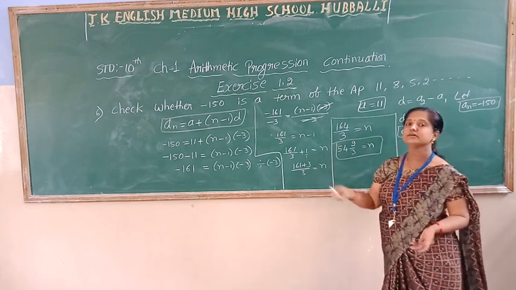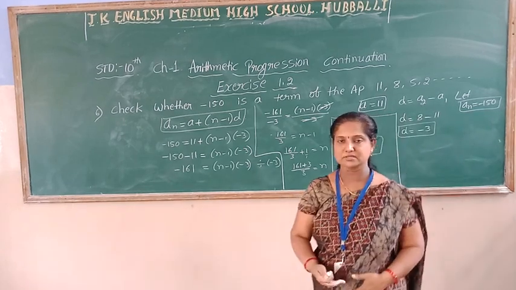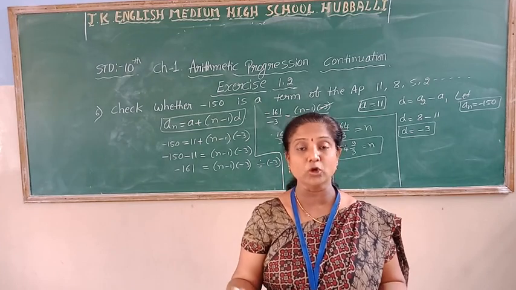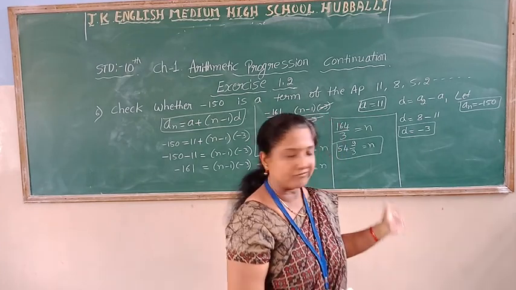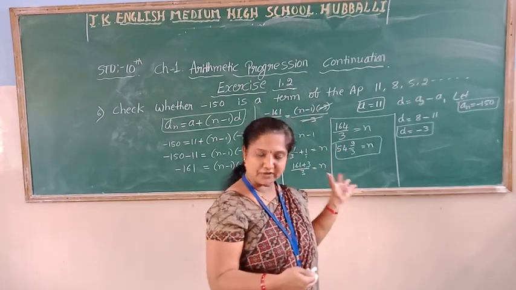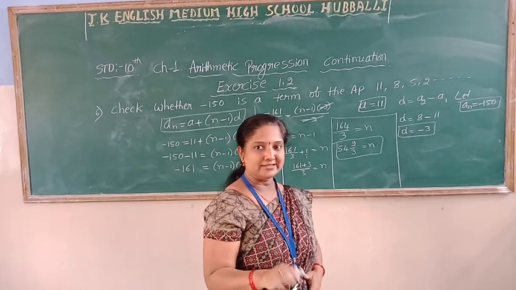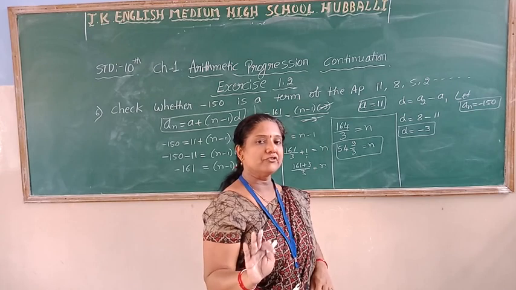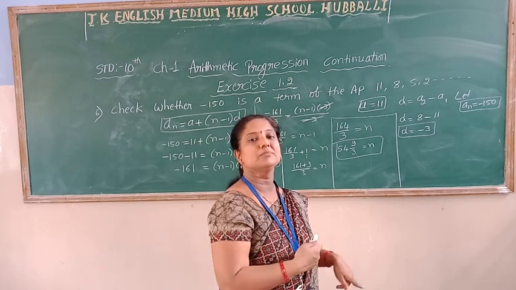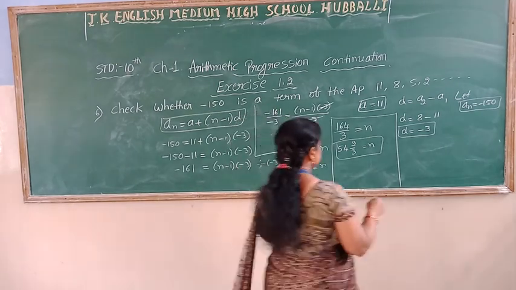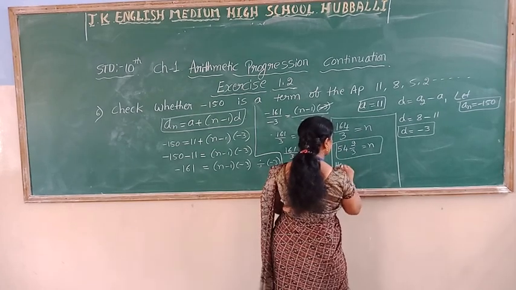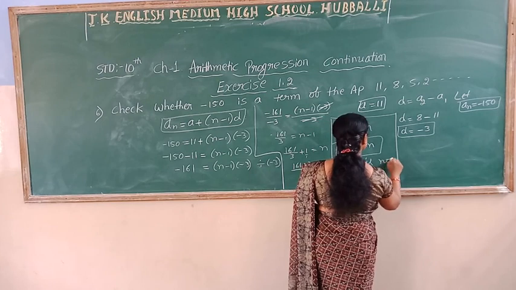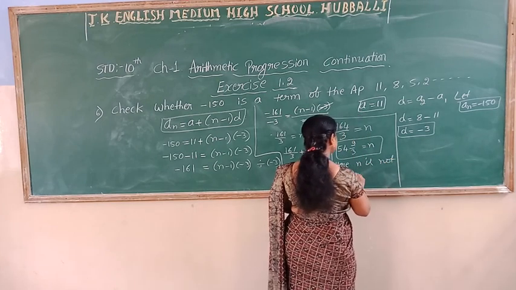N means what? N means the number of terms. Number of terms means first term, second term, third term, like this, so it will be a whole number. But we got N as a mixed fraction, that is, a fraction form. So by seeing this, we will come to know minus 150 is not a term of this AP. Your N is not a whole number.